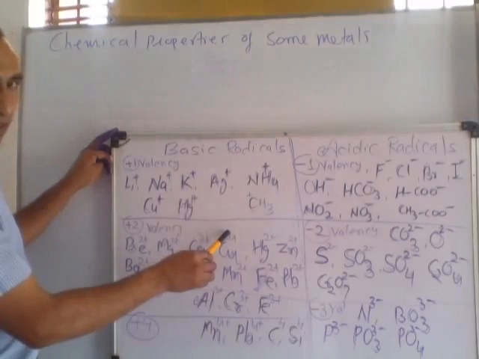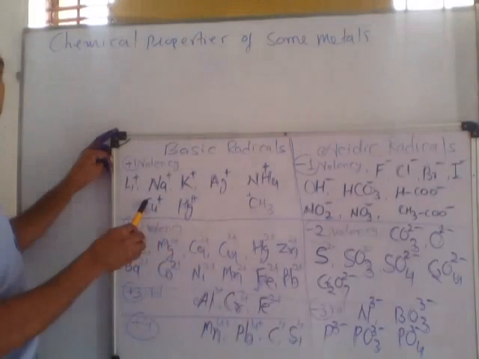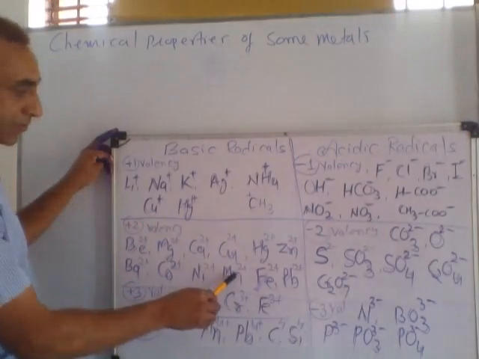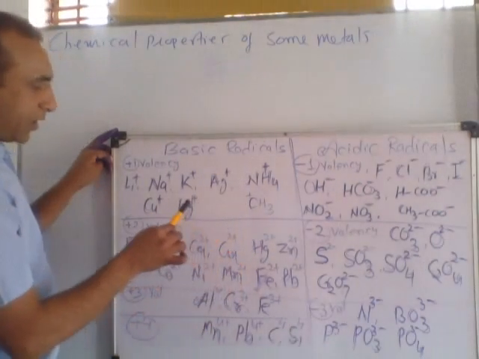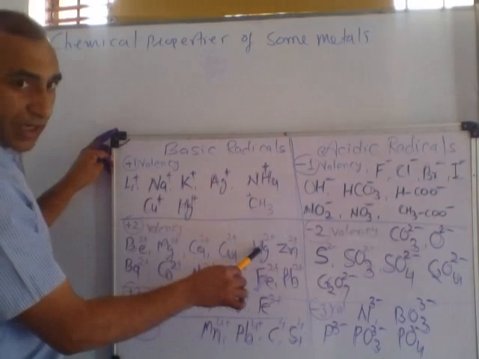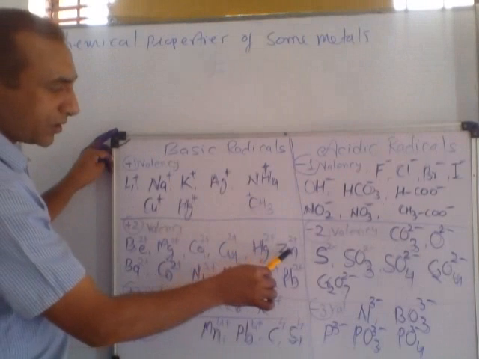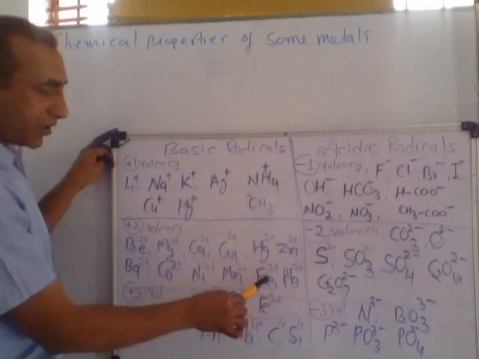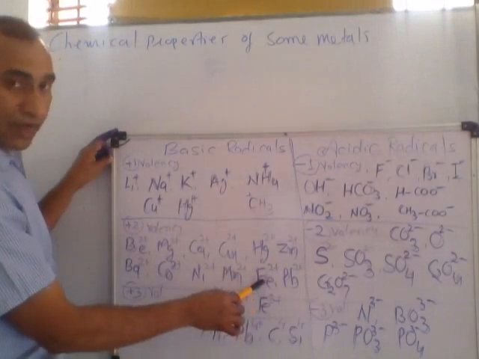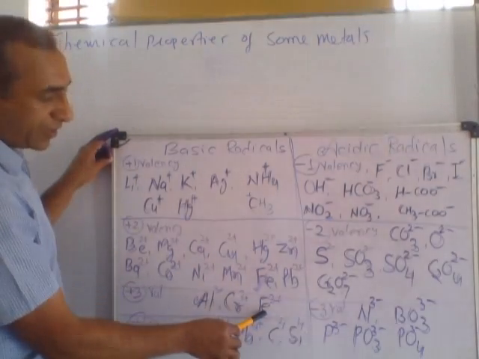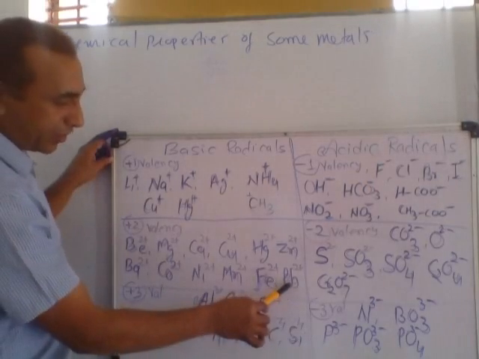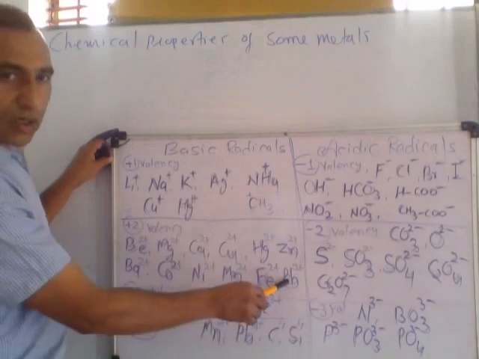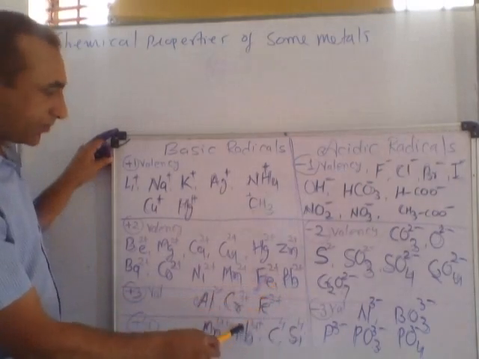Cu2 plus is called cupric, Cu1 plus is called cuprous. This is Mn2 plus called manganous. Similarly, mercury 1 plus is mercurous, Hg2 plus is mercuric. This is zinc. Iron has 2 valencies, ferrous and ferric: ferrous Fe2 plus and ferric Fe3 plus. This is lead. Lead also has 2 forms, Pb4 and Pb2. Pb2 is called plumbous, Pb4 is called plumbic.